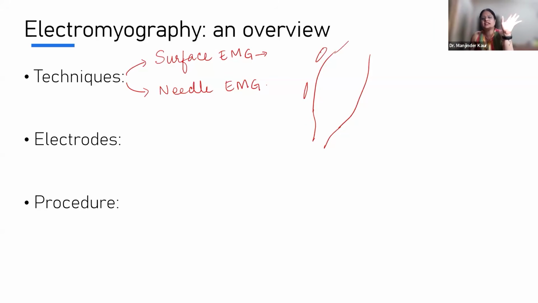Now, since it is recording the signals from the surface, it is not very accurate. The accurate thing would be if I insert the needle into the belly of the muscle, right? So we insert a needle into the belly of the muscle and we record the EMG through that needle. So that will be called the needle EMG. Okay. So let me clear this.